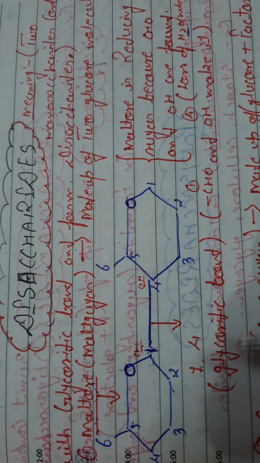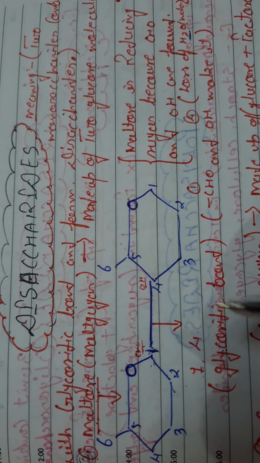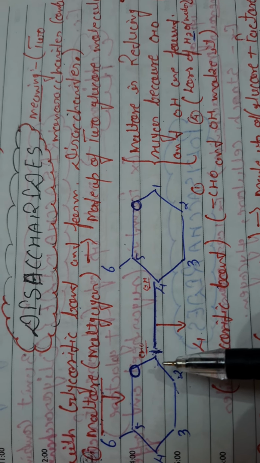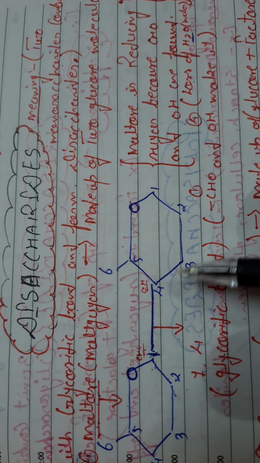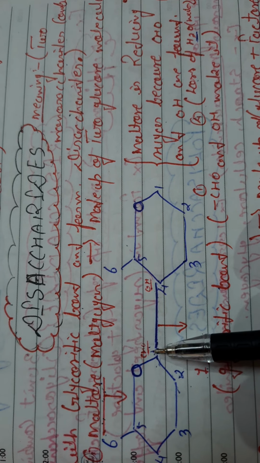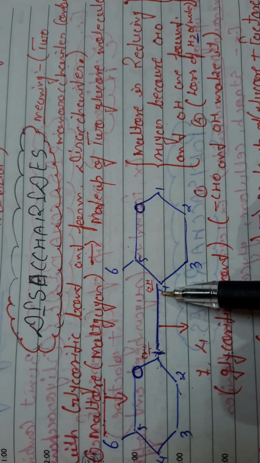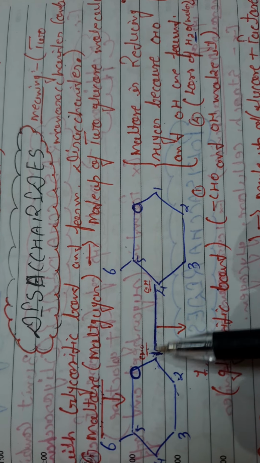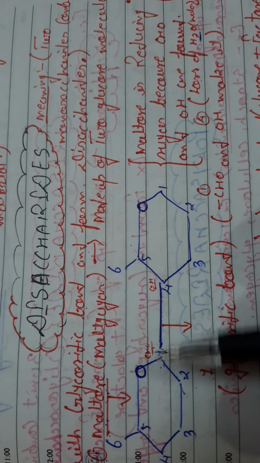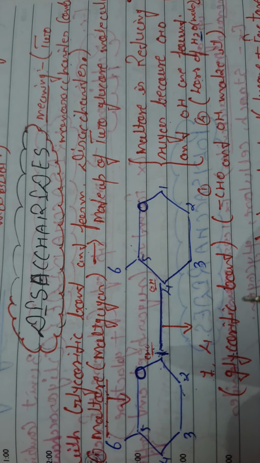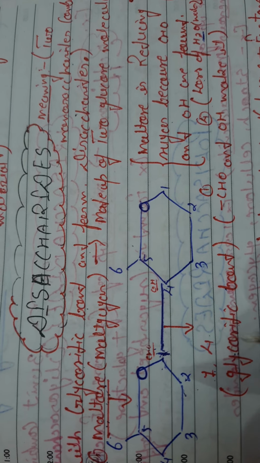Clear? Maltose is known as a reducing sugar because CHO and OH groups are found, the aldehyde group and the hydroxyl group. The glycosidic bond takes place between the CHO group and the OH group. That's why this maltose sugar is known as a reducing sugar, after the loss of a water molecule.